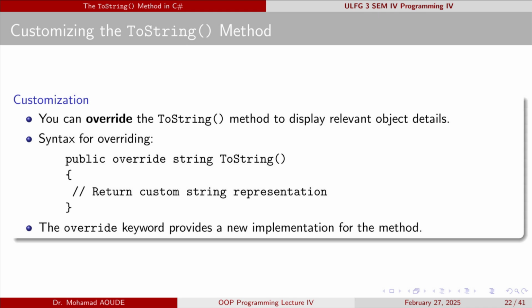In real applications, default toString isn't enough. That's why you override it using the override keyword. By customizing toString, you control exactly how your object is displayed, showing important properties formatted nicely. This supports the principle of visibility and transparency. Good software makes its internal state visible and understandable whenever needed.